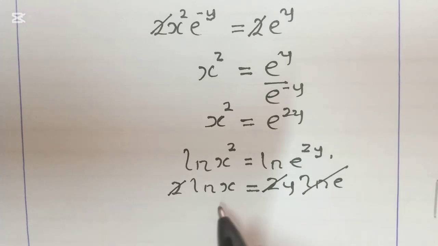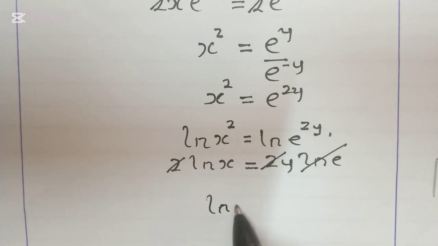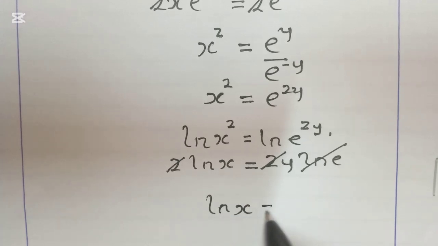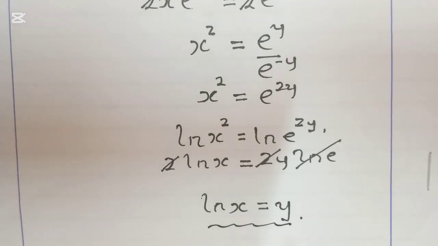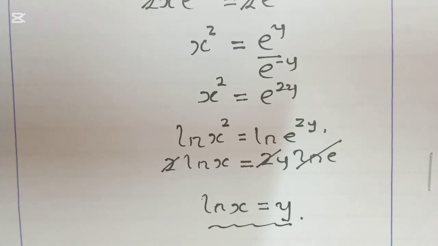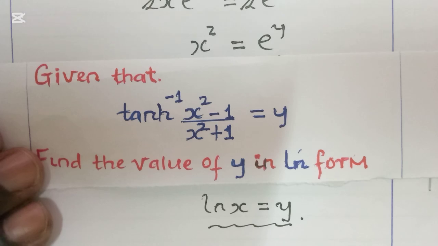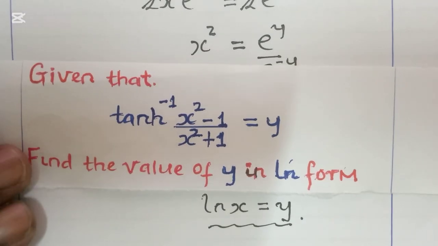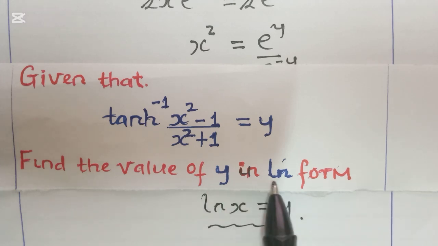So guys, I'm now left with ln x is equal to y. And so guys, that is what we were looking for. Maybe I can bring the question and you see what we are talking about. This being our question, guys, you can see what we have now done. Because we are told find the value of y in ln form. So you can see this is y and the value is ln x.